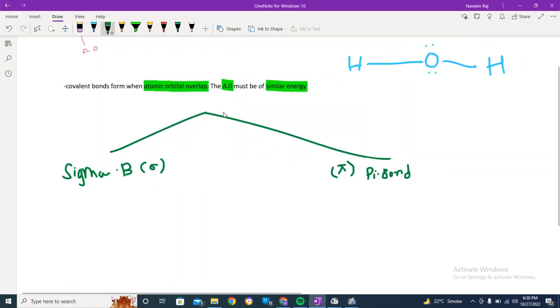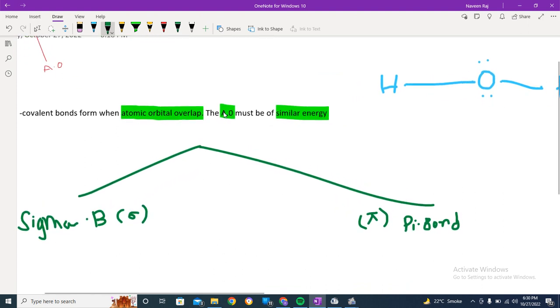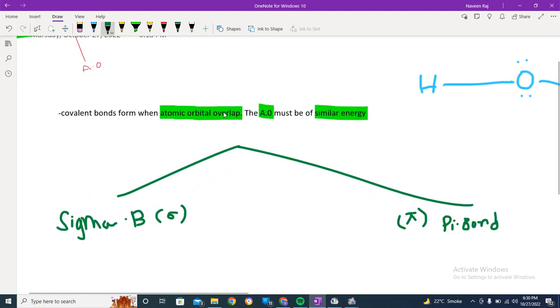And in the last video we did the introduction of the valence bond theory, and we saw we have got two types of bond, sigma and pi bond.